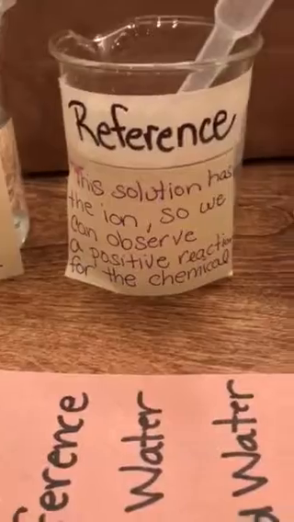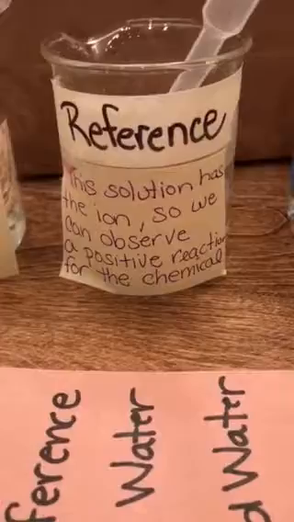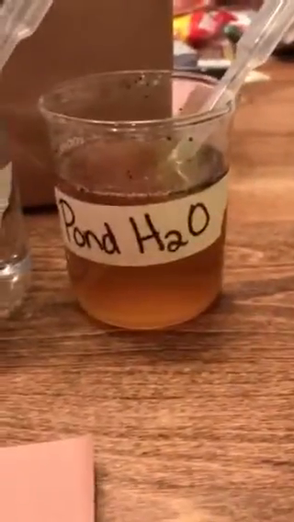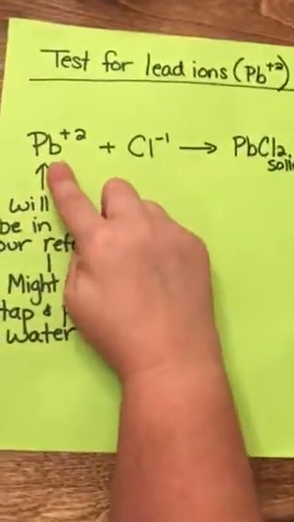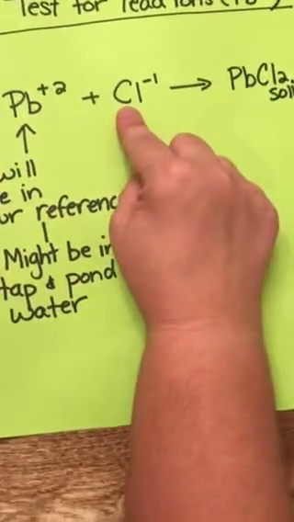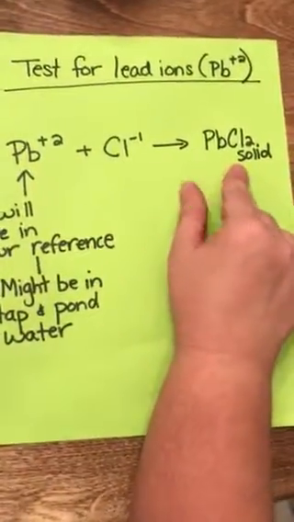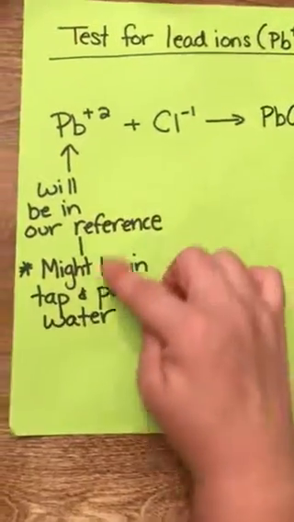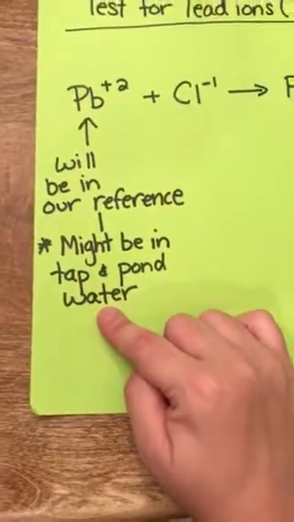This is a reference. This solution I know has the lead in it, so I can see what a positive test looks like. This is tap water that I'm going to test, and this is pond water that I'm going to test. So the reaction I'm going to look for, in my reference I have lead, and then in a dropper ball I have some chlorine ions that I'm going to add. And I'm going to see solid lead chloride form. Now later there might be this in the tap water and in the pond water, but we'll have to see.